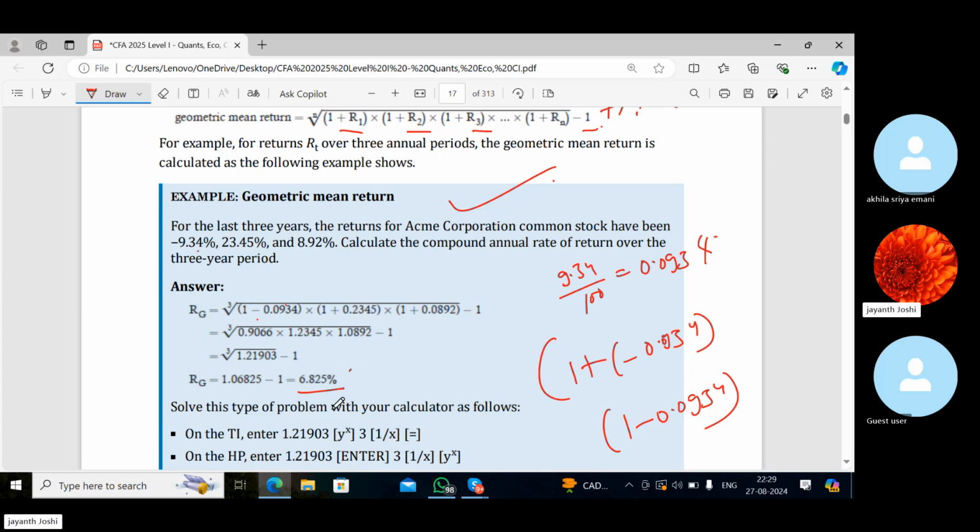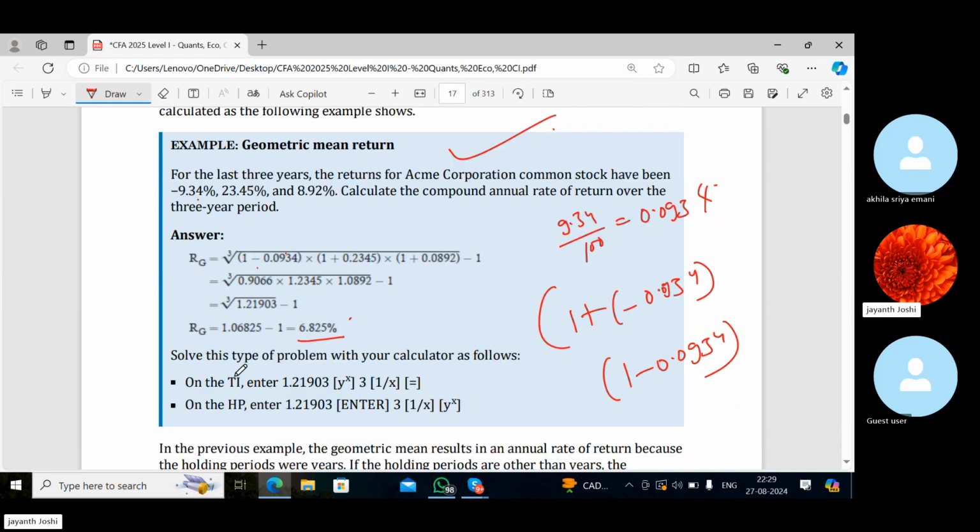We'll move forward. You can use your Texas Instruments BA II Plus calculator. You enter this value, whatever you get at the end, into the y power x function. That is whole power, you should get 1 by 3. So for y power x, you take 1 by 3, which is 0.33. You put this power in the y power x function and you get the answer. Do this fast.